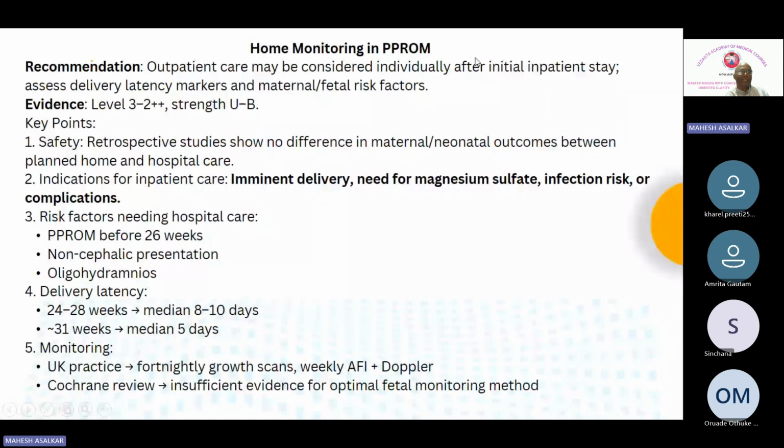So home monitoring can be advised. And you need to call the patient for follow-up. And these are the risk factors which require hospital care. That is PPROM before 26 weeks of gestation, non-cephalic presentation, oligohydramnios.